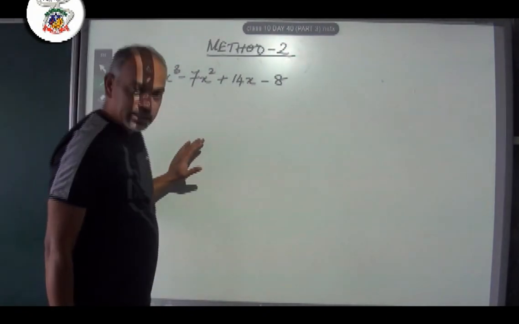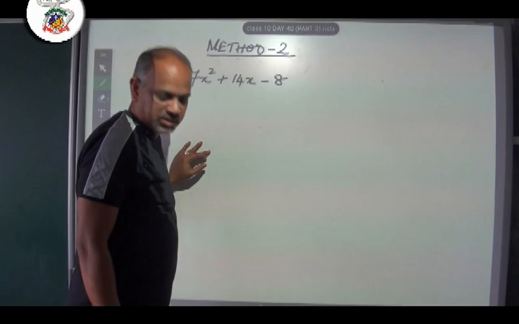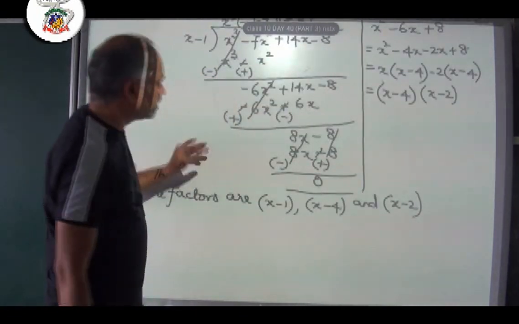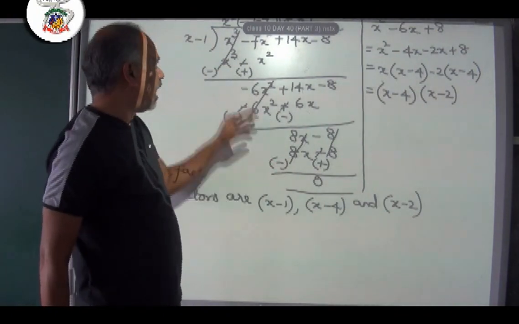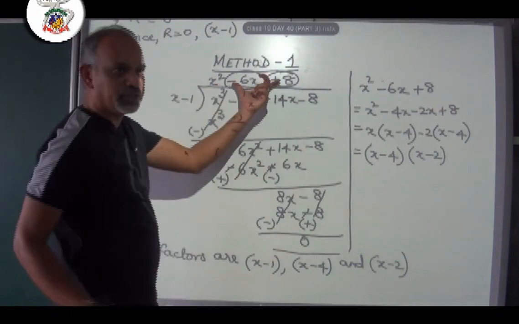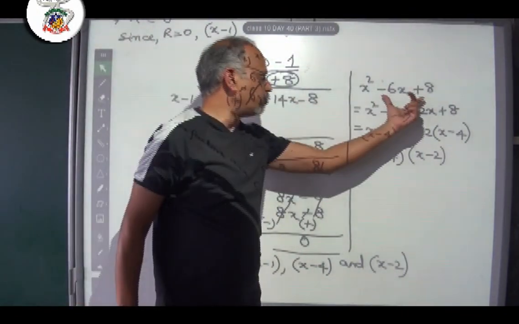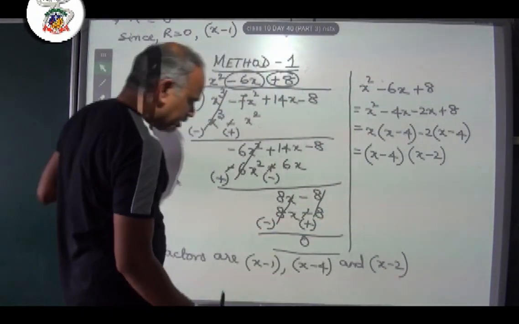As I told you, the same thing can be done using two methods of division. The first method was this division, the normal division method. After doing this normal division method, you got this quotient and you factorize the quotient to get the other two factors. Now I'm going to show you the other method.